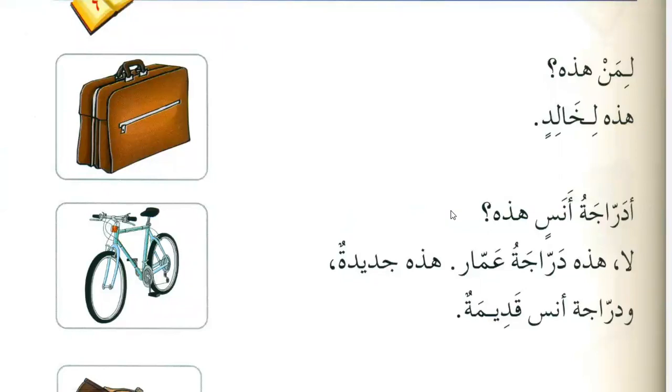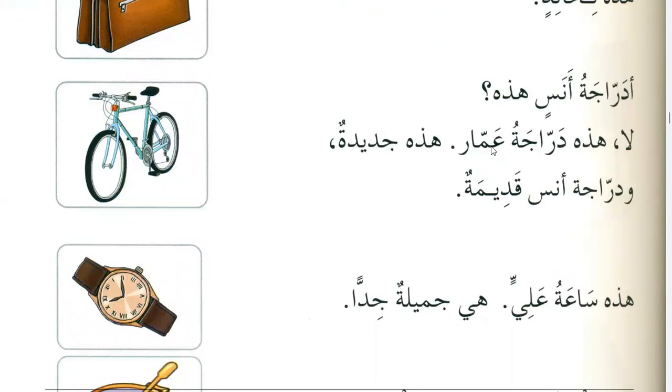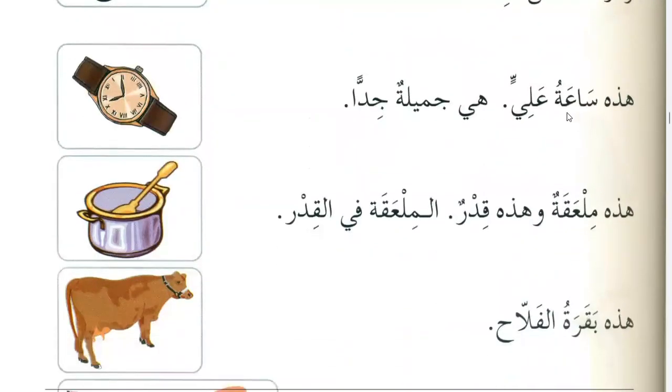Ad-darajatu anasin hazihi. Is this bicycle for Anna? La, hadihi darajatu Ammar. Hadihi jadida. No, this bicycle is for Ammar, and it is new. And the bicycle for Anna is old. Hadihi sa'atu Ali. This is the watch for Ali, and it's very beautiful.